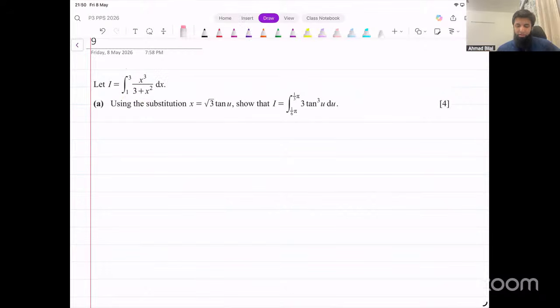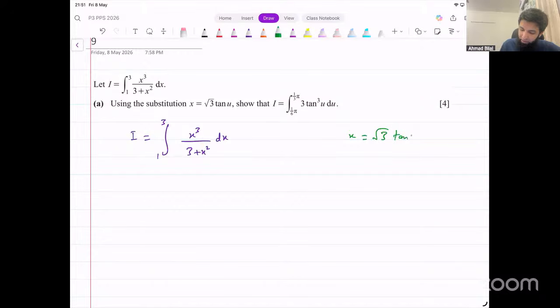Use the substitution x equals under root 3 tan u to show that it can be written in this form. Now, how do we do this? They have told us exactly what to do. I is equal to integration of x cube divided by 3 plus x squared. We have to integrate it with respect to x. Limits are from 1 to 3. The substitution that is given is that x is equal to under root 3 tan u.